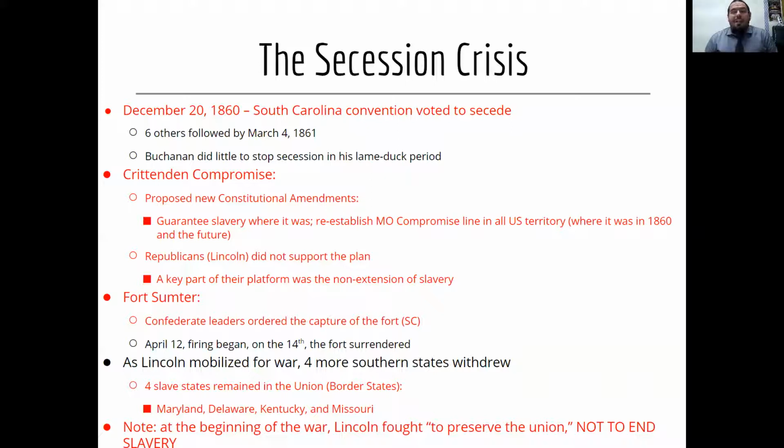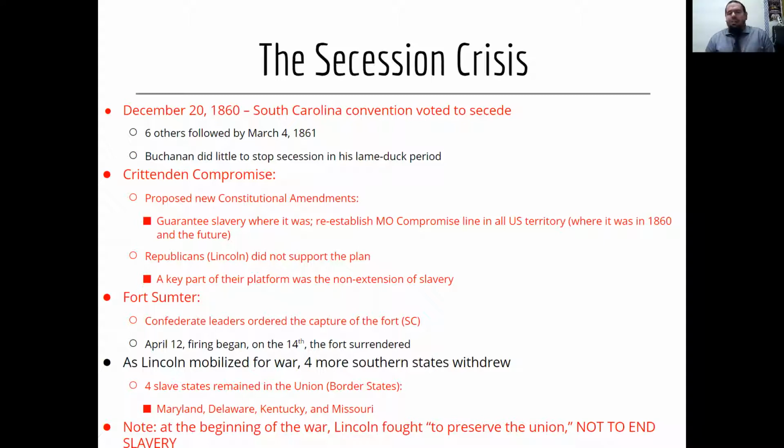The Secession Crisis. Remember, all the nullification crises kind of culminates with the election of Abraham Lincoln, December 20th, 1860. The South Carolina Convention voted to secede. 6 other slave states followed by March 4th, 1861, and that used to be the inauguration day back then.